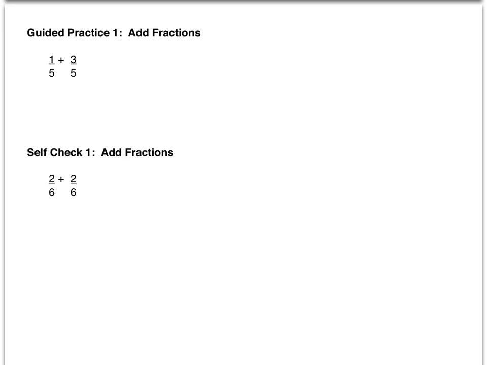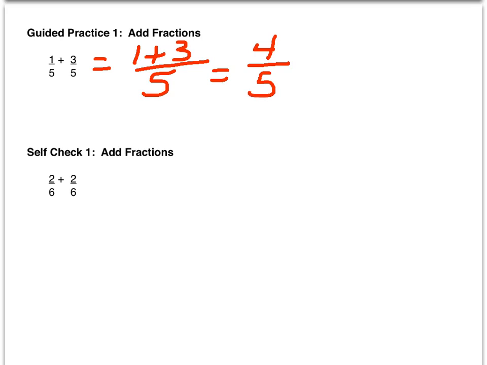In guided practice 1, we're going to add 1/5 plus 3/5. We get 1 plus 3 over the denominator of 5. 1 plus 3 is 4, so the answer will be 4/5. Now you try it. In self-check 1, add 2/6 plus 2/6. Keep in mind that you need to check to see if it needs to be simplified and write your answer in simplest form.